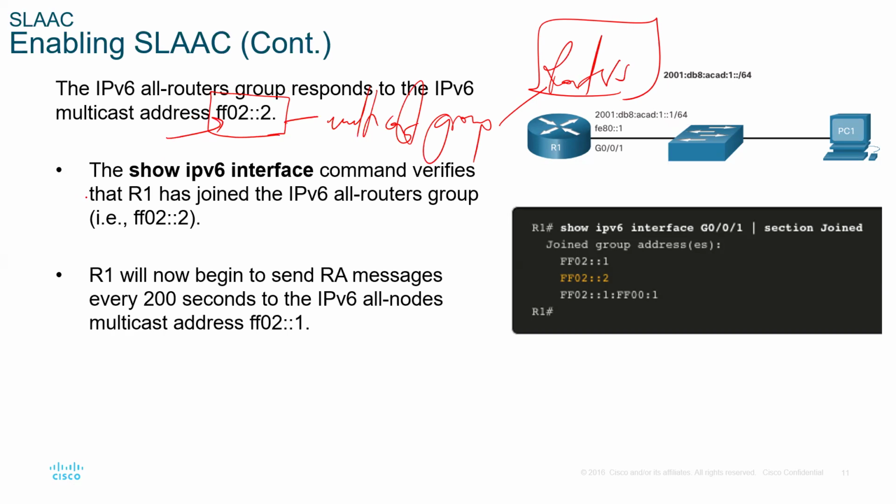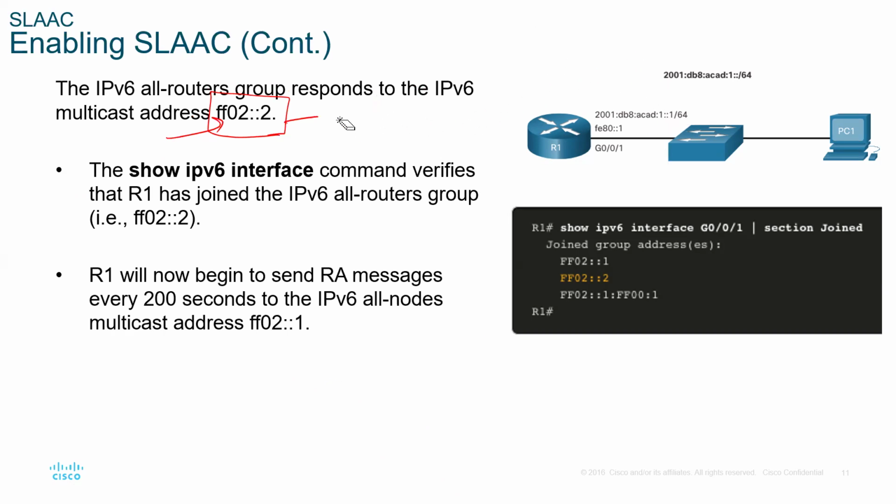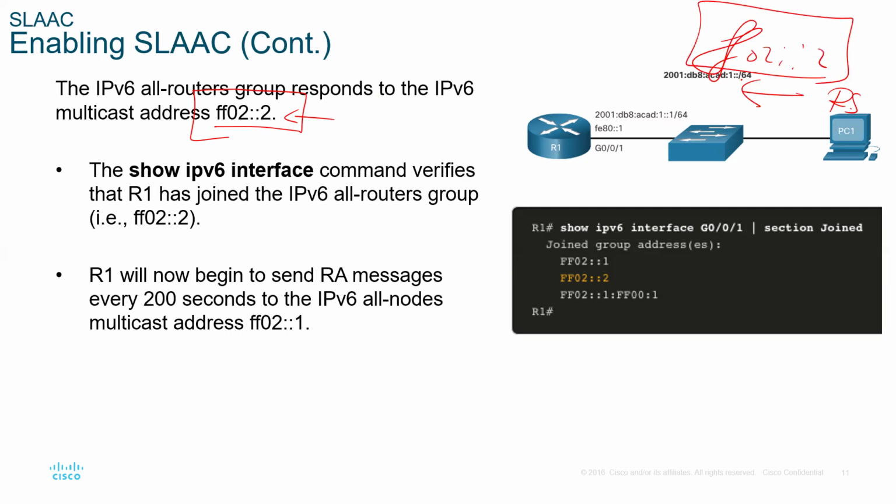How is that important? It's important when a client wants to send an RS message. Which address does it use? It uses this destination address. Why? Because it is sending to all the SLAAC enabled routers on the link. So when you enable SLAAC on a router, it will automatically join this group, which allows a client, in this case, if this one wants to send an RS, its destination will be FF02::2, meaning it will be sending to all SLAAC enabled routers on the link.